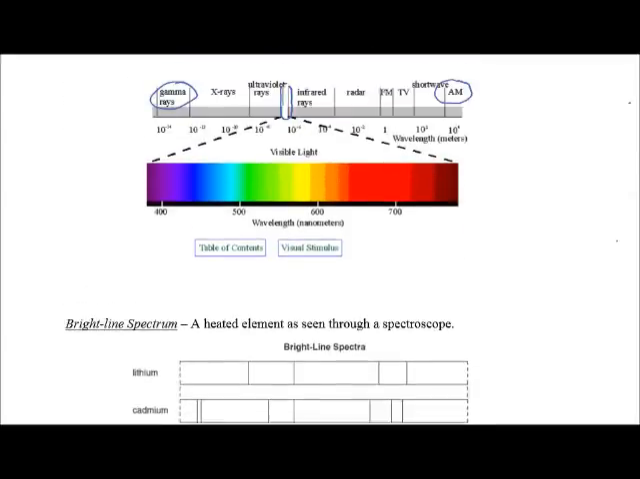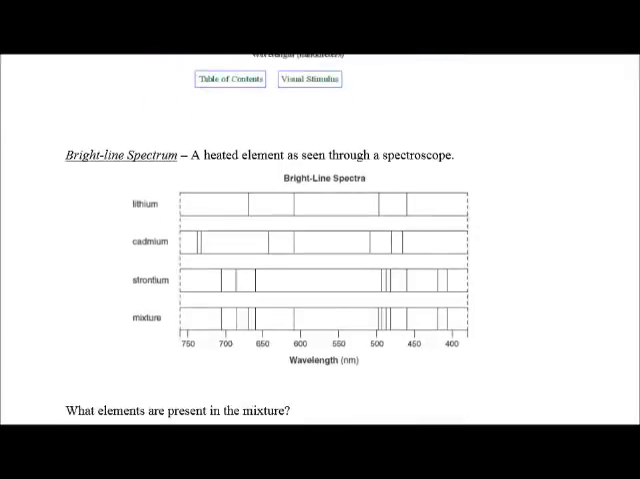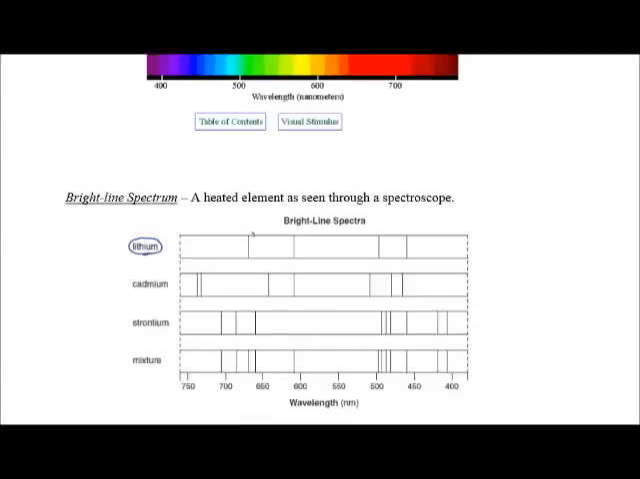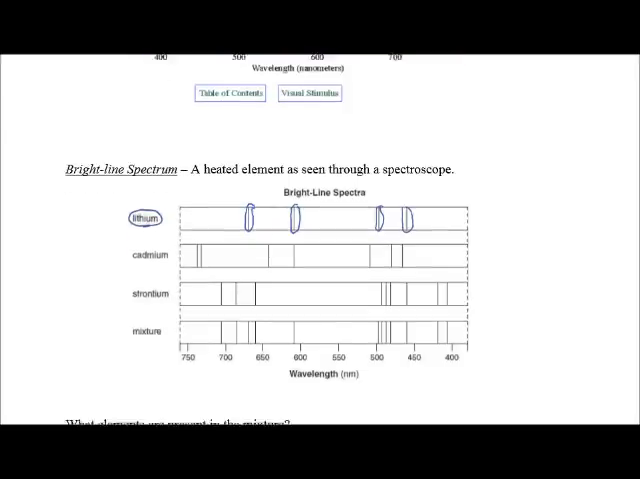If we take visible light and put it through a spectrum, we get the colors of the rainbow. But if we take an element that is burning and put it through a spectrum, we don't get a rainbow. Instead, we get these individual lines, and these lines are the signature of that specific atom. Lithium will always look like this in terms of a bright line spectrum. It will have some green line, a kind of yellowish line, and then an orange, and maybe a little bit of a red line. It will always be lithium that shows this signature.